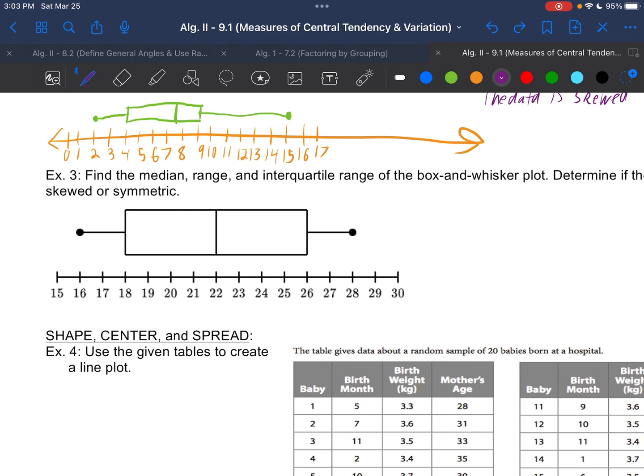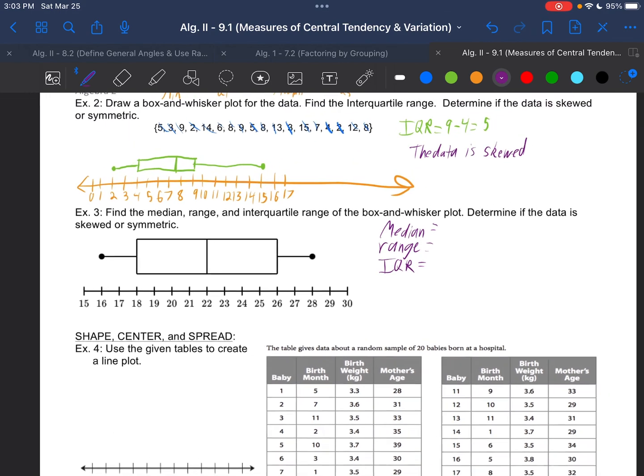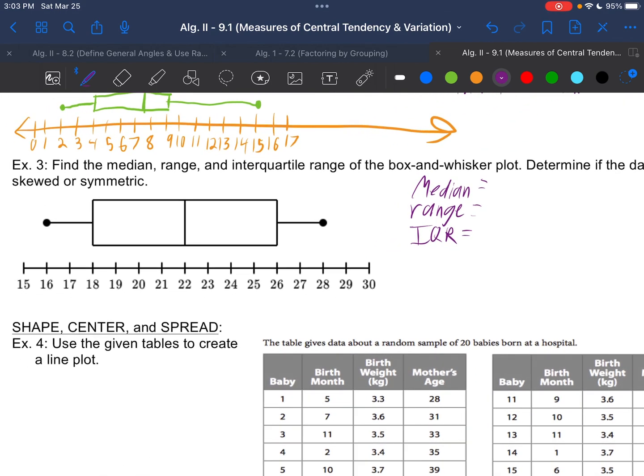On example 3, now we're supposed to take this box and whisker plots and interpret what it means. So I want you to see if you can point out what the median is, the range is, the interquartile range, and then see if you think it's skewed or symmetrical.